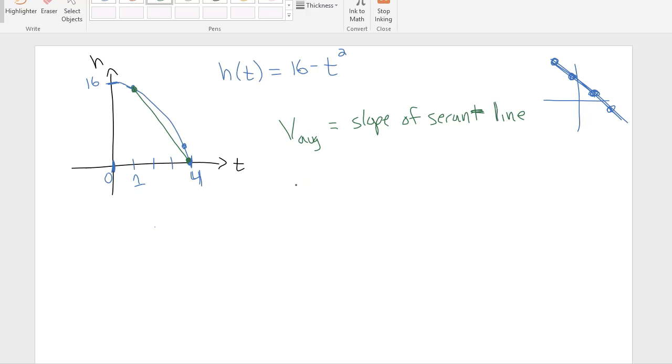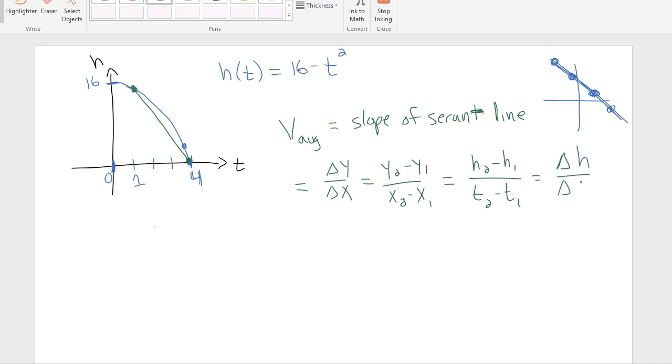Keep in mind the slope of any line is change in y over change in x. We could write y2 minus y1 over x2 minus x1. But in this particular case, we have heights, so we have height 2 minus height 1 over time 2 minus time 1. I'm going to get lazy again and just say delta h over delta t. Those are the variables we're looking at in this application, the stick that I've dropped out of my tree.